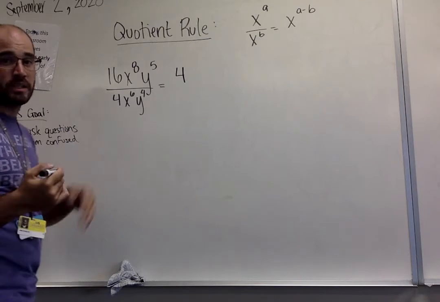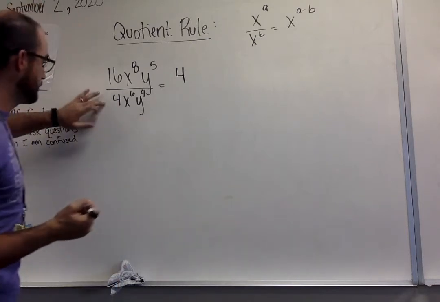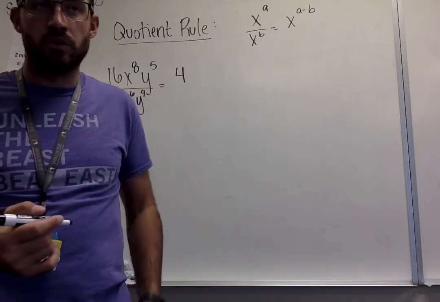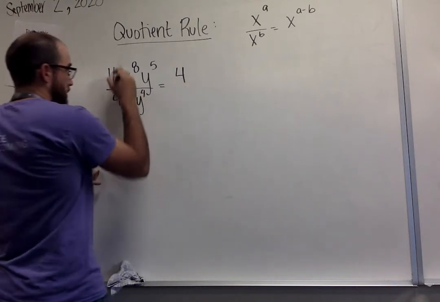So my answer stays up on top. 16 divided by 4 got me 4. Okay? If the 16 was on the bottom and the 4 was on top, wherever that bigger number is, the answer is going to go there. Okay? So I've got a 4.